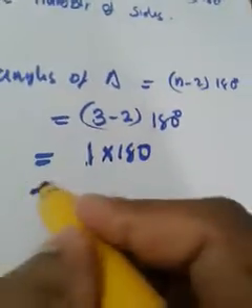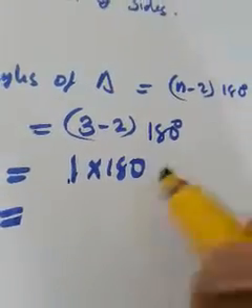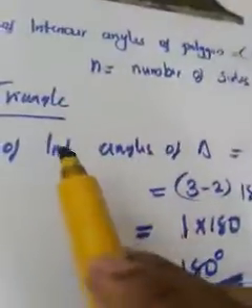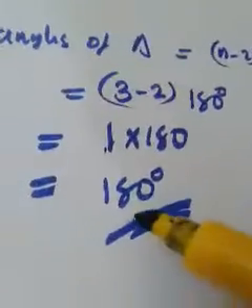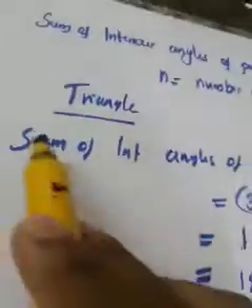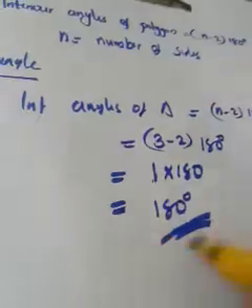What is 1 into 180? If you multiply any number with 1, we will get the same number. So 1 into 180 becomes 180 degrees. In that way, we come to know that the sum of the interior angles of a triangle is nothing but 180 degrees. And we already know the sum of all the angles of a triangle is 180 degrees. By using the formula, we proved it.